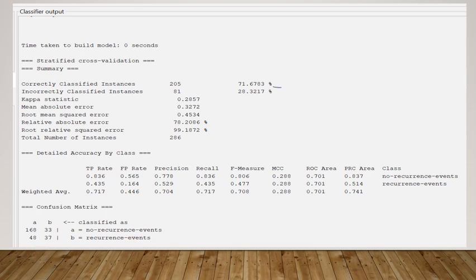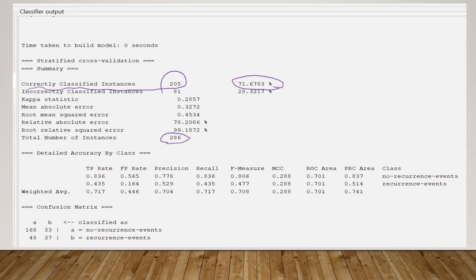So we have here the accuracy, 71.6783%. Out of the 286 total instances, 205 were correctly classified. So we have here our correctly classified instances, which is 205, giving an accuracy of 71.68%. This indicates that 71.68% of the predictions made by the model match the true class labels.